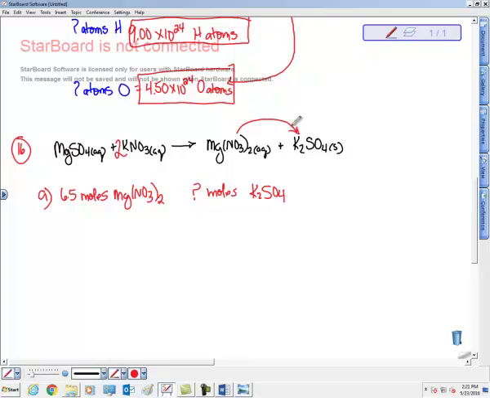Alright, so all we need to do is look at the ratio between this guy and that guy. What's the ratio between the two of them, guys? It is 1 to 1. So if it's a 1 to 1, that's so easy. The answer is actually 6.5 moles. Easy. Didn't even have to do any math on that one.